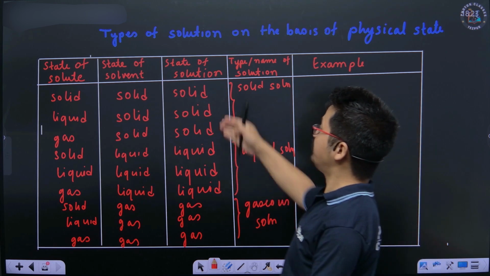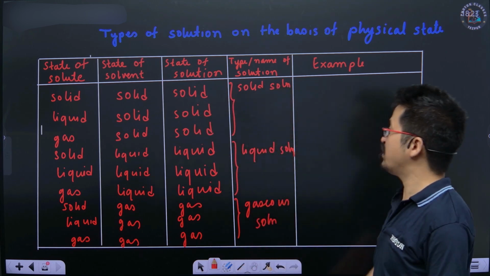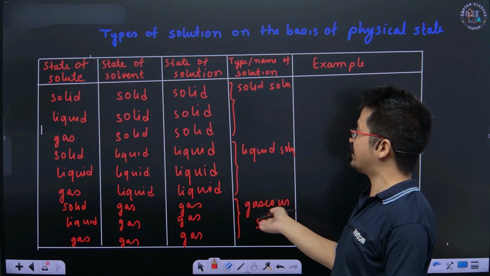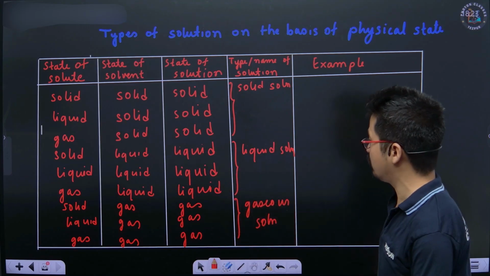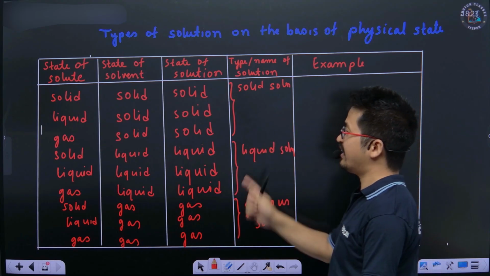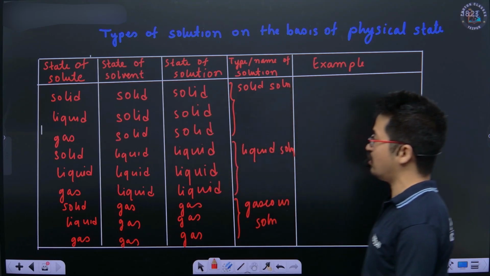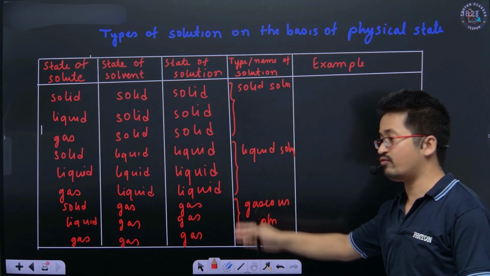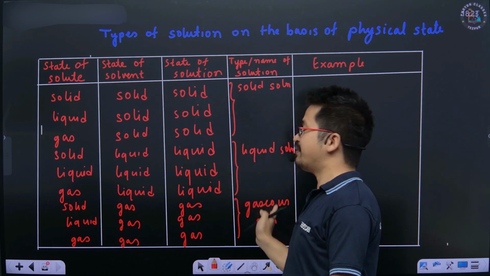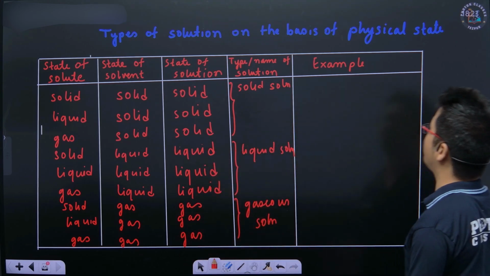Out of these 9 different types of solution, we won't be focusing on each and every type. Going forward, we will be discussing mainly liquid solutions. We won't be discussing solid in solid, solid in liquid, or that way. So all the 9 different types of solution we won't be discussing going forward. Out of these, we will be taking only liquid solution and we will be discussing it in detail going forward.